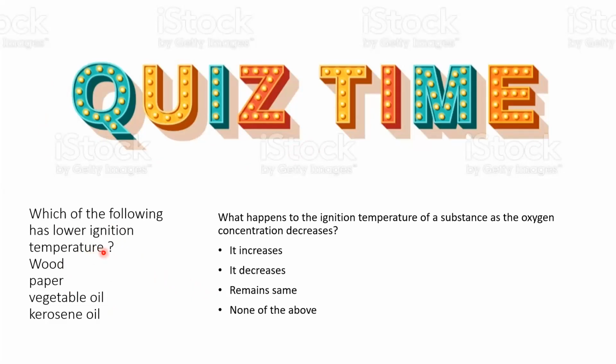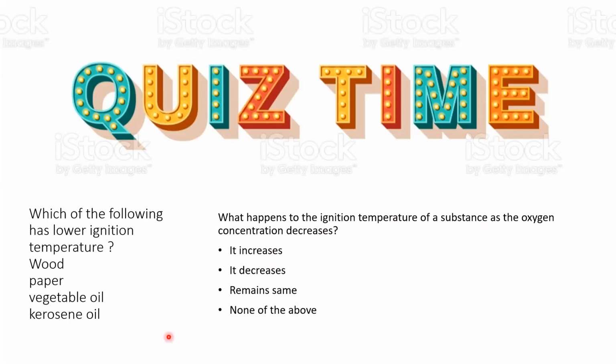And the second question of my quiz is, what happens to the ignition temperature of a substance as the oxygen concentration decreases? अगर हम ऑक्सीजन कॉन्सेंट्रेशन को डिक्रीज कर दें तो इग्निशन टेम्परेचर पर क्या इफेक्ट होगा? Ignition temperature would increase, it would decrease, it would remain the same, or none of the above. I hope my children have guessed it rightly because they always think in the right direction. They are very smart students.